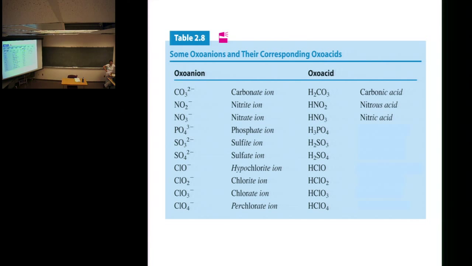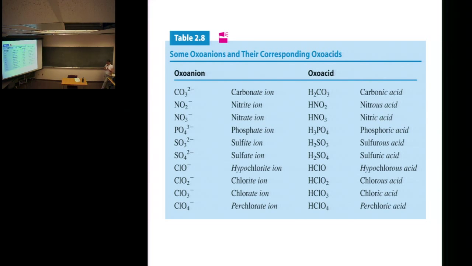Phosphate. Phosphoric. Perfect. Sulfite. Sulfurous. Sulfate. Sulfuric. Hypochlorite is the name of the ion, so what's the acid? Hypochlorous. Perfect. Chlorite becomes chlorous. Chlorate becomes chloric. And perchlorate is perchloric. Yay! Okay, so we got that down?